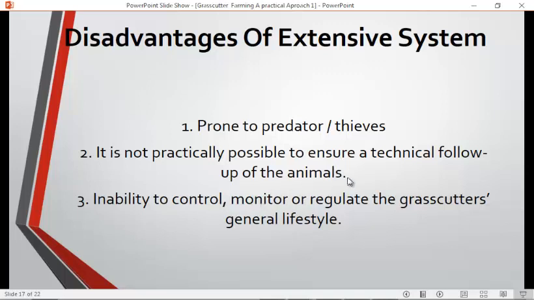And with grasscutter animals, if you do not prevent inbreeding, it can result in a higher rate of mortality. So in the extensive system, this is one of the disadvantages. You cannot regulate anything. You cannot regulate their lifestyle, and you cannot properly maintain them.